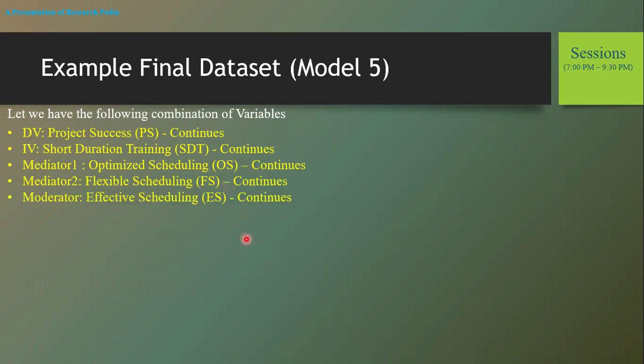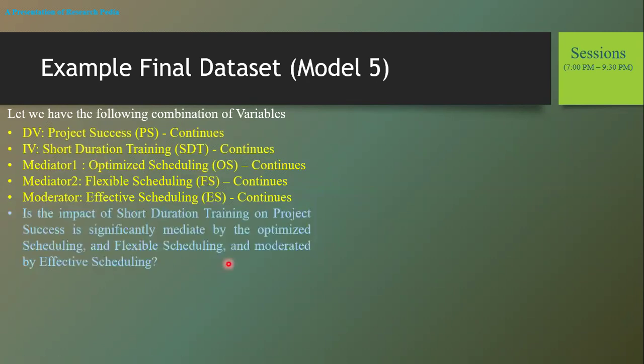In order to exemplify model number 5, I have taken two mediators, while model number 5 gives you the option that you can use up to 10 mediators in that model. But for the purpose of explaining this concept, I am using only two mediators. So we have two mediators, one moderator, one independent variable, and one dependent variable.